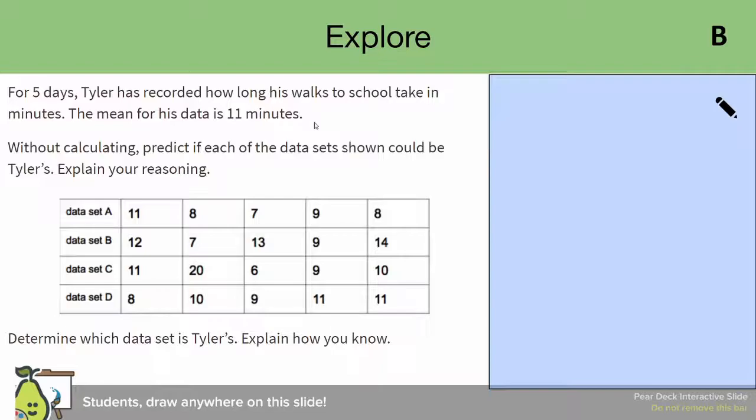So today we're going to be looking at Explore Part B. Please take a minute, pause this video, read through the information provided to you, digest it, and then we will talk about it together. All right, welcome back.